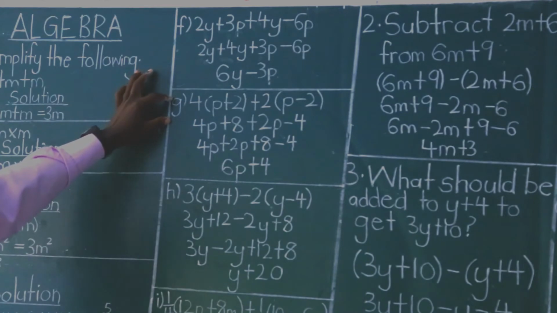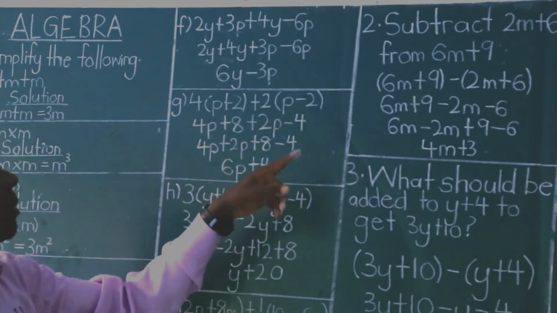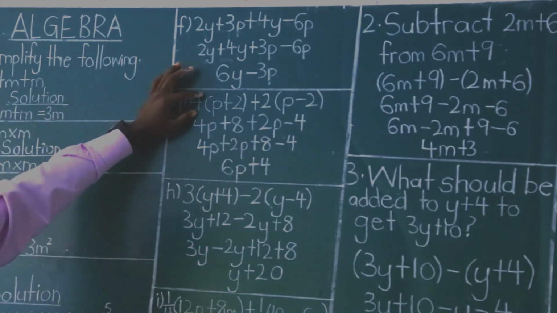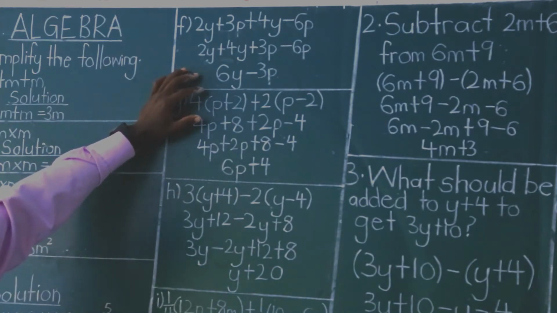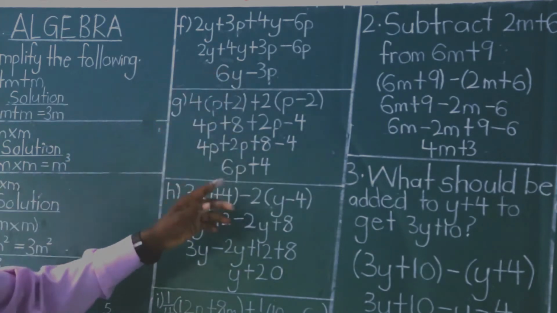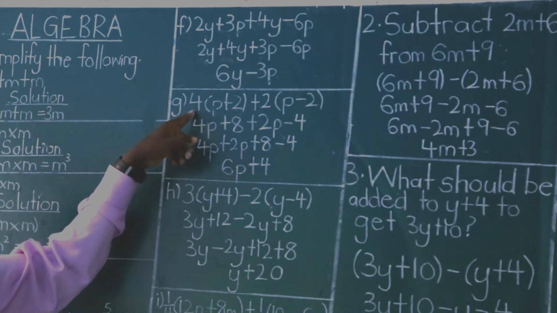Then go to part B that tells you to simplify, this time when brackets are involved. Simplify 4 into p plus 2 plus 2 into p minus 2. Here, the first thing is opening the brackets. How does one open the brackets? One opens the brackets by multiplying the content of the brackets by whatever is outside. In this case, 4 is outside the brackets.